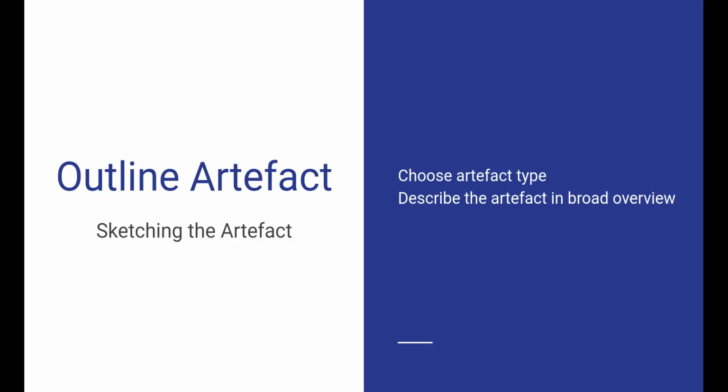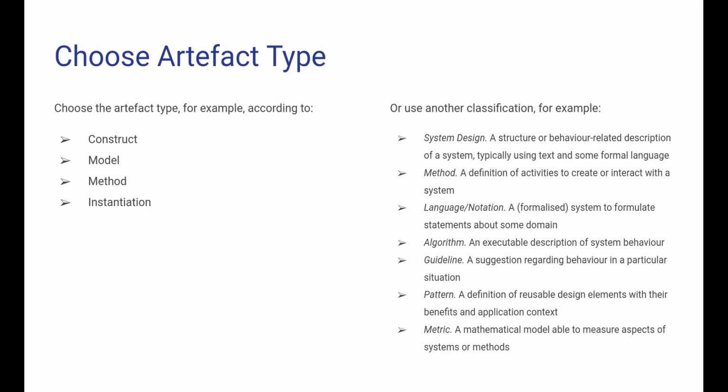The first sub-activity is outline artifact or sketching the artifact, and here you should choose a relevant artifact type and then describe the artifact in broad overview. Choosing an artifact type will set boundaries for what artifact is going to be designed and developed.